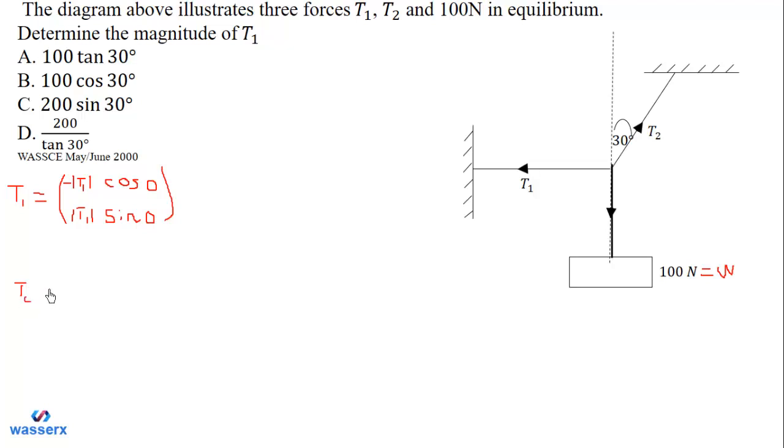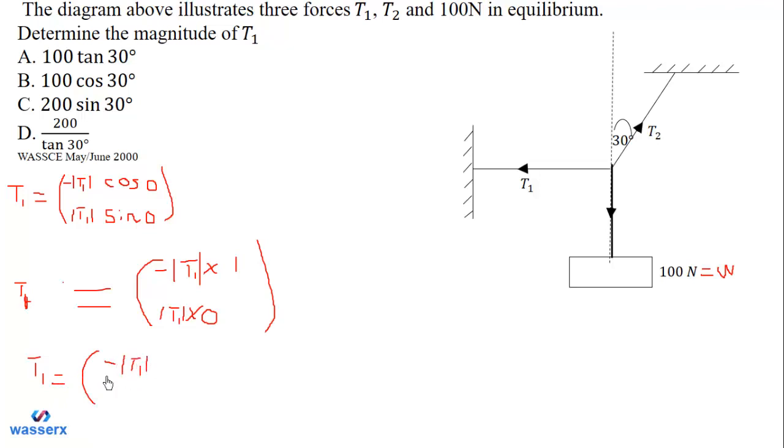We can simplify this to get the component of T1 to be equal to negative magnitude of T1 times 1, because cos 0 is 1. Then we have magnitude of T1 times 0, because sine 0 is 0. Now this will give us the component of T1 to be negative magnitude of T1, 0.